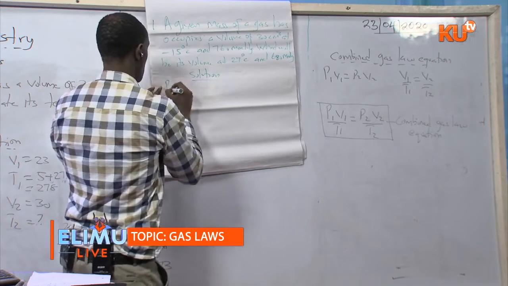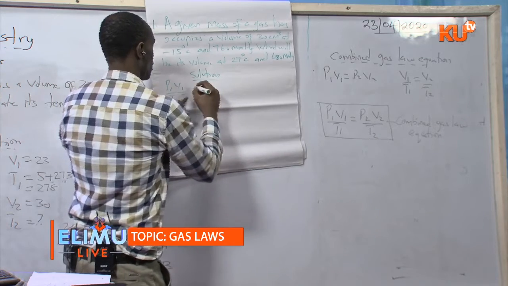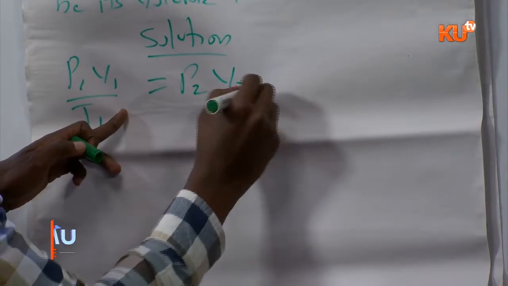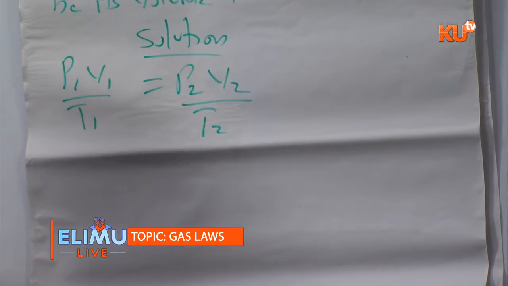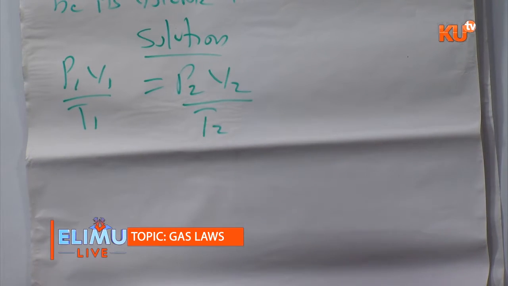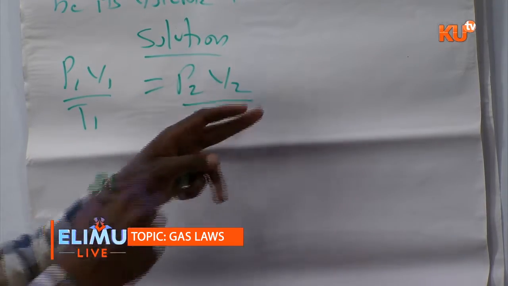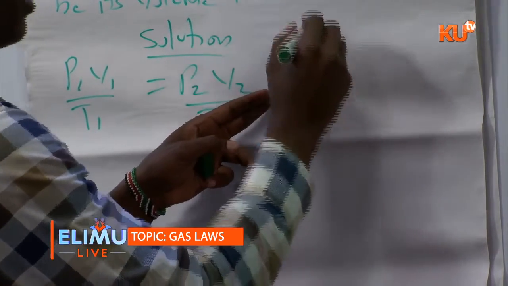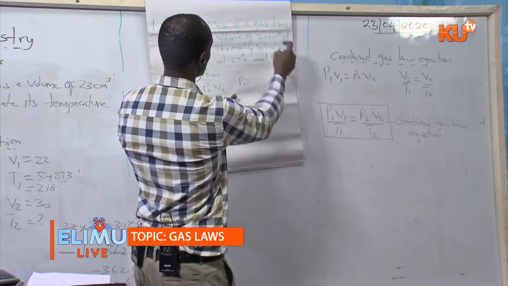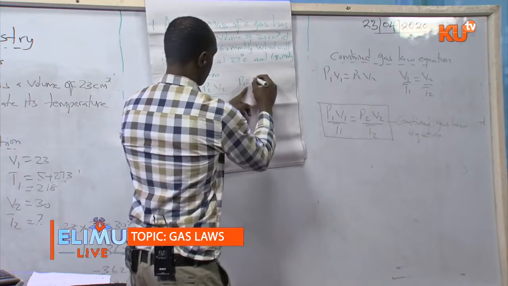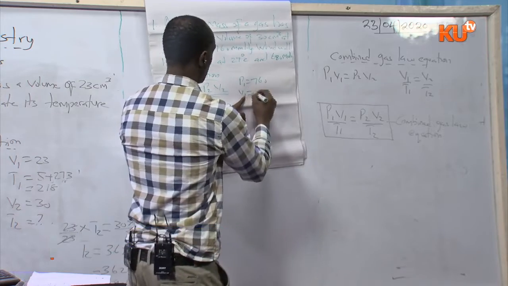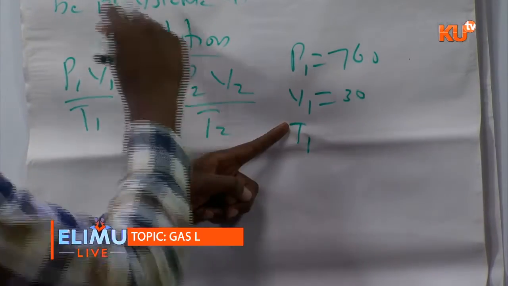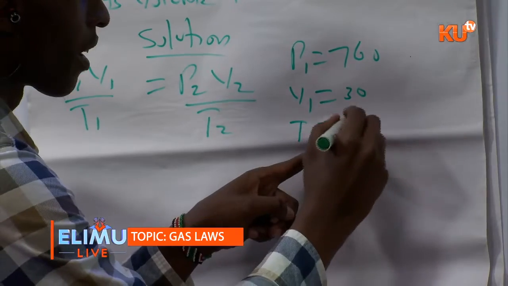So the formula is P1 V1 over T1 equals P2 V2 over T2. Now identify your P1. Your P1 was 760. What's your V1? Your V1 was 30. And what's your T1? Negative 15.